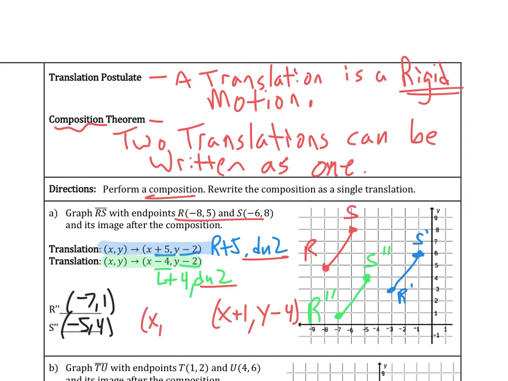So our rule, if we wanted to do this in one step, we say (x, y) goes to, with that arrow, (x plus 1, y minus 4). Okay? So this would have gotten us straight from the red to the green. All right, hope that makes sense.